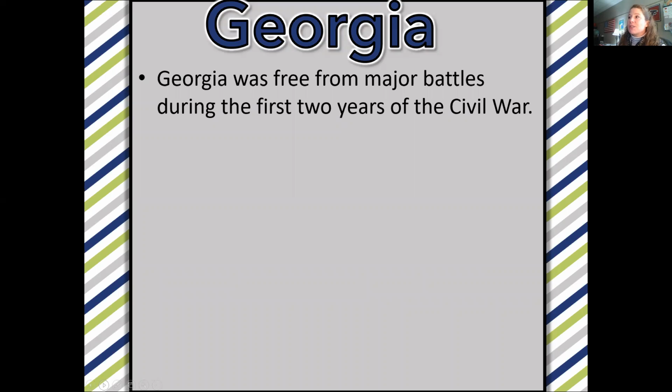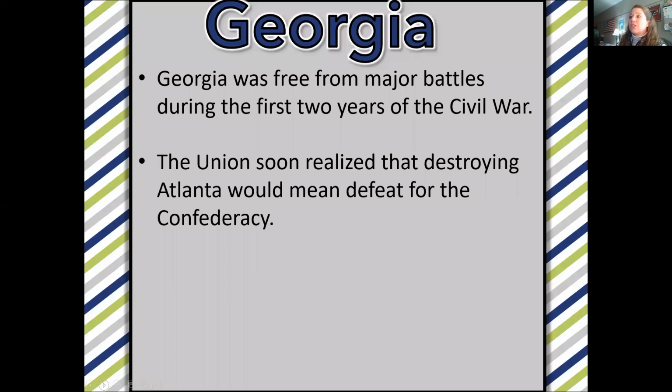All right, so Georgia was free from major battles during the first 2 years of the Civil War. The Union soon realized that destroying Atlanta would mean defeat for the Confederacy. So after all these wars were going on a lot in northern states and the middle states, the North finally realized, hey, you know what? Atlanta is this major railroad hub. If we can destroy Atlanta, we're going to have a huge shot at winning this war. So that's where their focus turned.